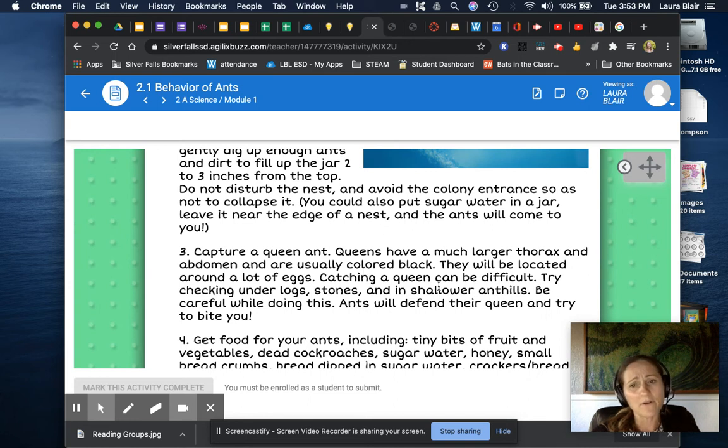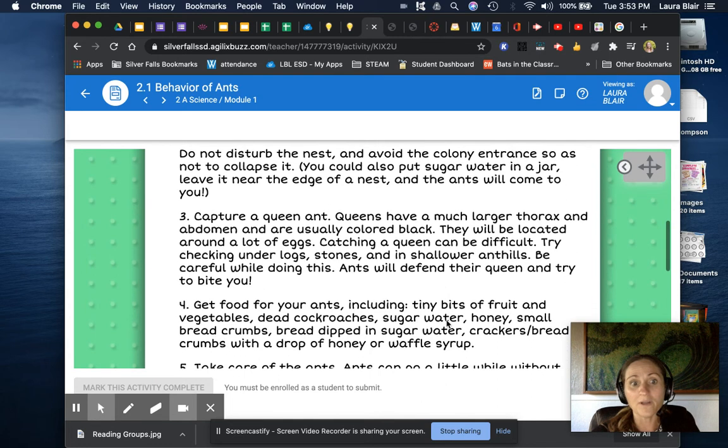Catching a queen can be difficult. Try checking under logs, stones, and in shallow anthills. Be careful while you're doing this. Ants will defend their queen and try to bite you.